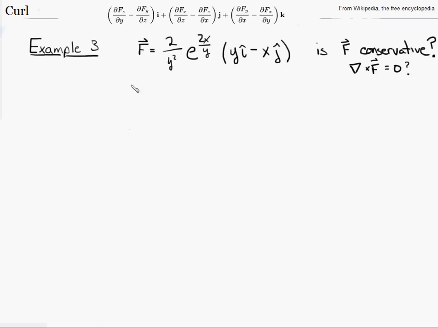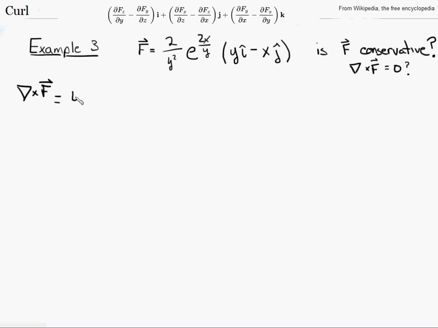Alright, this is my third example of taking the curl of a vector field. So I want to find out if f is conservative, which just means is the curl of f equal to 0. So I need the curl of f, and this is kind of a difficult one, del cross f, because of this weird function here.